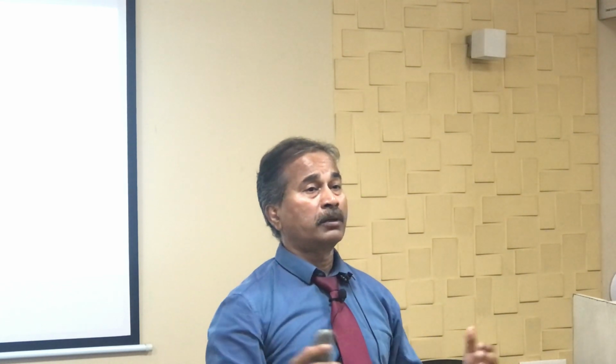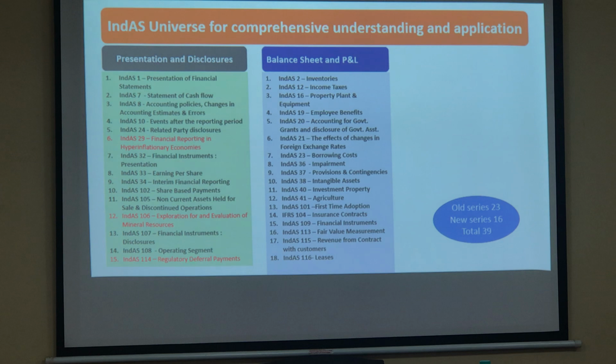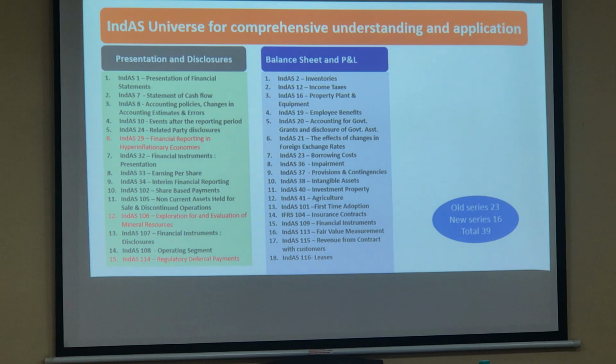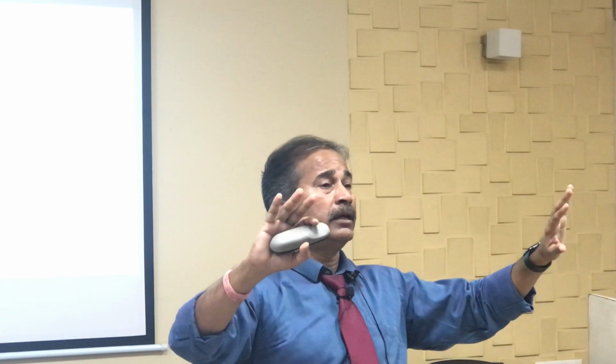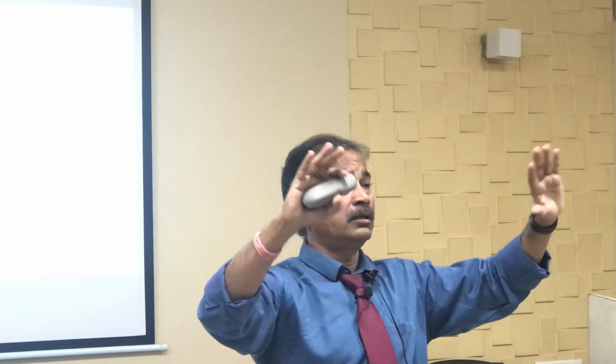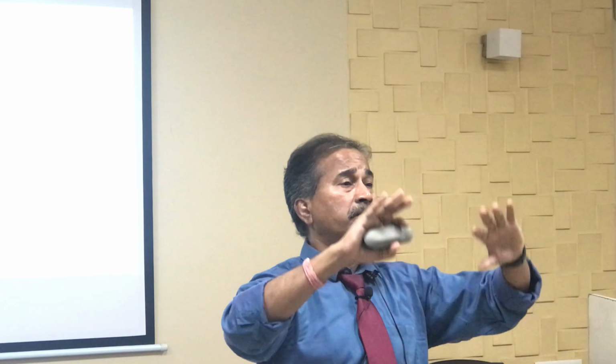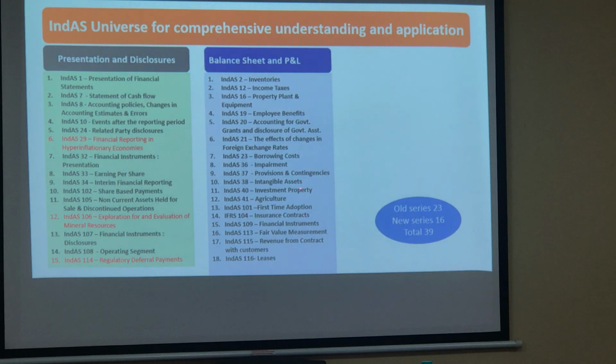So IndAS 38, which is on intangibles, talks about how the accounting has to be done of intangible assets. Then you have IndAS 40, which is on investment property. So what is the meaning of investment property? The meaning of investment property is that a company owns a lot of assets, and those assets are held by the company as property, and they may be rented out to earn rental income. So how to do the accounting of investment property, that is what is covered as part of your IndAS 40, which is on investment property.